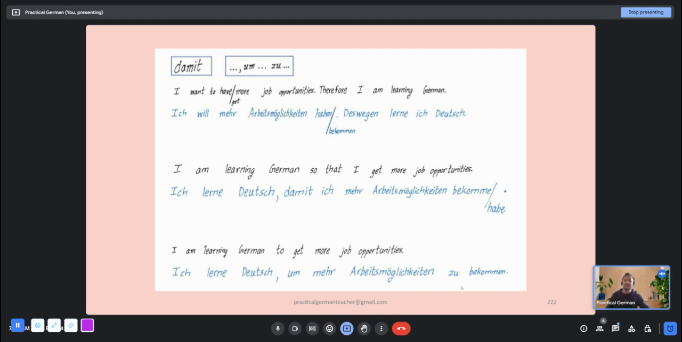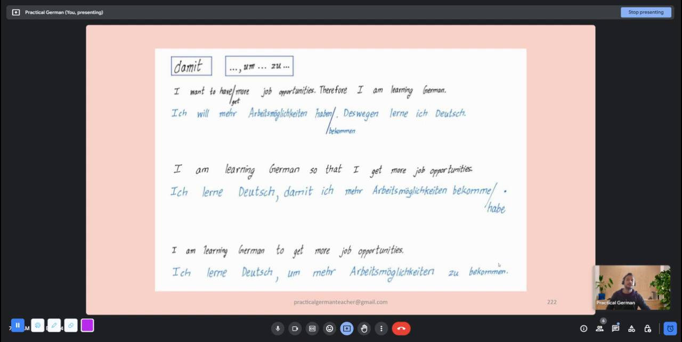Look at the next sentence. Ich lerne Deutsch, um mehr Arbeitsmöglichkeiten zu bekommen. We did not conjugate bekommen this time. So understand, the third way is a much more practical way, and it's also a little bit less stressful because you don't have to conjugate the bekommen. Yes, questions?